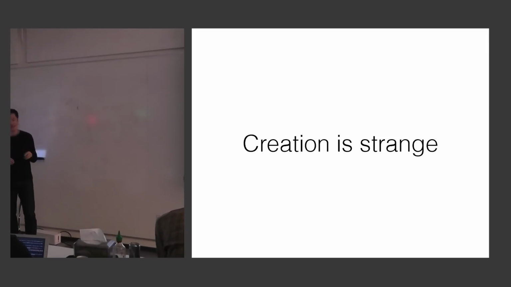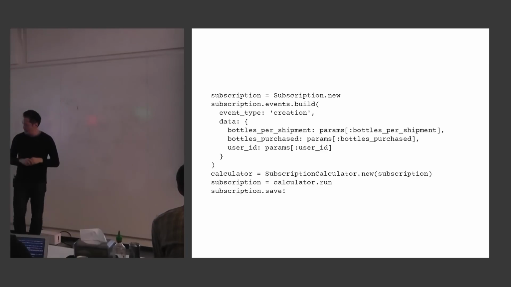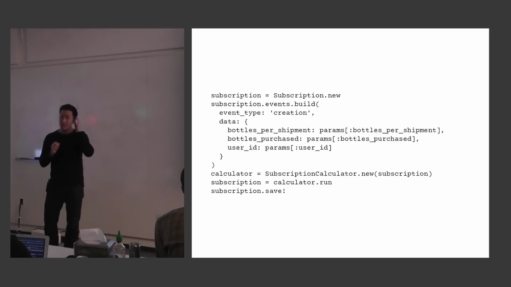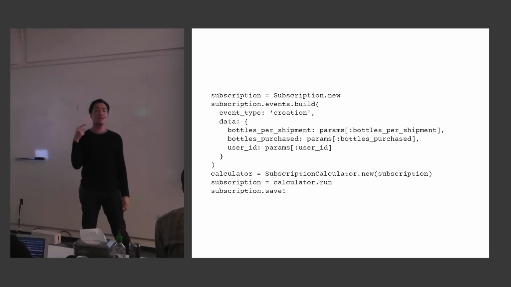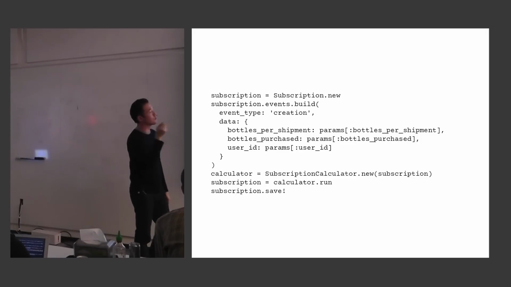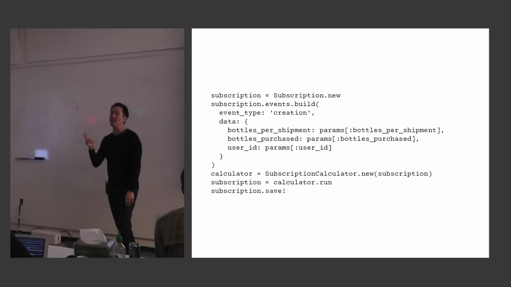And creation, so creation is strange. Let's go back to this. This was the creation slide I showed before. You call subscription new, which is to say you don't save it in the database, you instantiate a Ruby object. And then you call subscription.events.build, which is another instantiation.